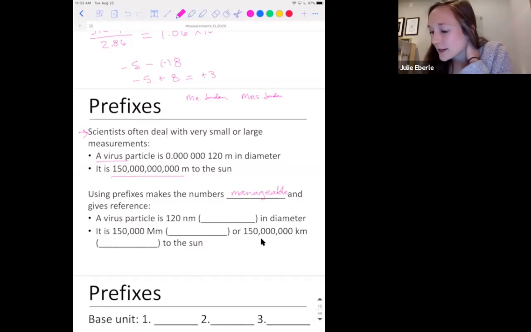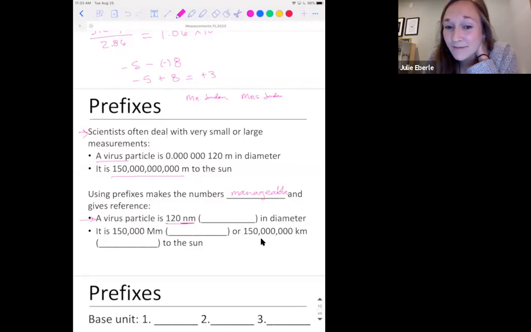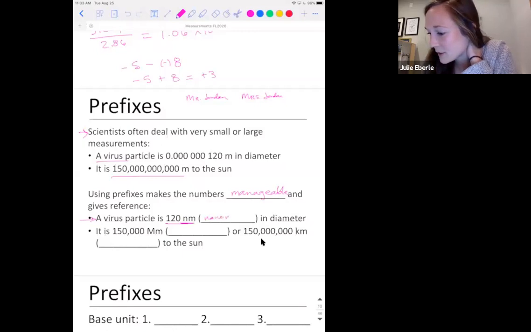And it gives reference, all right? So now we have actually inserted a prefix here. You may not know what this prefix is yet, and that's okay. But if we communicate with the prefix of nm, a virus particle is now 120 nm. Does anybody know what nm is? What prefix we've applied here? You don't have to. Nano, okay, nanometers. All right, so nano is the prefix that we put in front of the word meters, and it changed the size of the quantity, all right, because of the prefix.